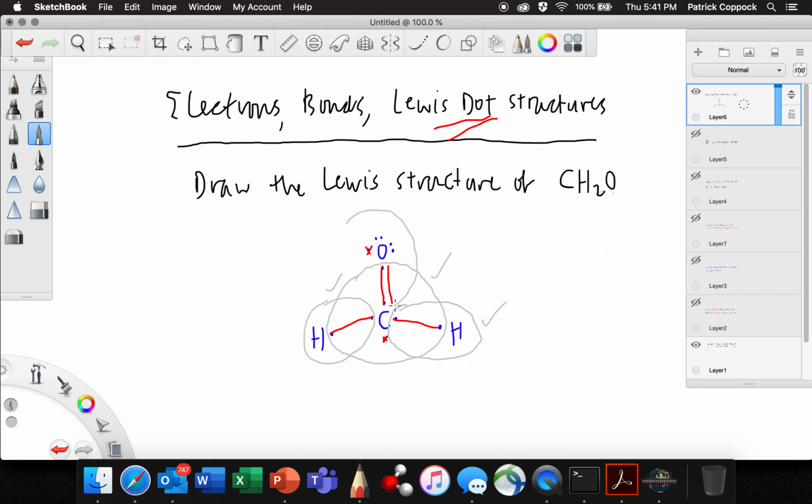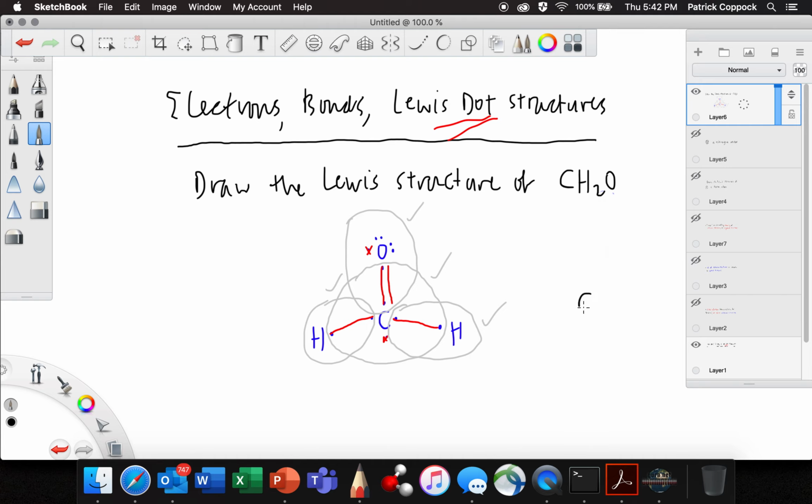And here are the valence electrons for the oxygen. Again, remember, these 4 electrons are covalent, right? 2, 4, 6, and 8. Okay? And so it looks like that satisfies the octet rule. In fact, that is the Lewis structure of formaldehyde.